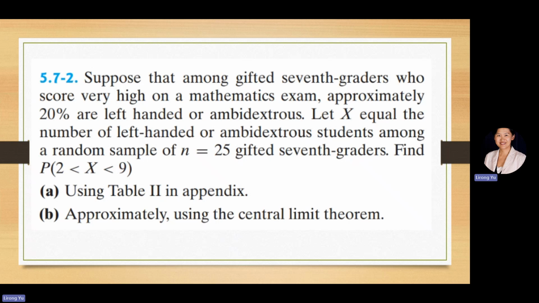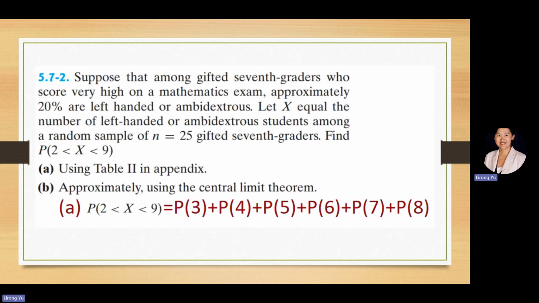So the first method will be using the binomial distribution formula or the binomial distribution table. Here is the analysis. The question looks for a boundary at 2 and 9, but 2 and 9 are not included. So we convert it to a discrete case because we're looking for a variable between 2 and 9. So x takes on 3, 4, 5, 6, 7, 8 because it's discrete.